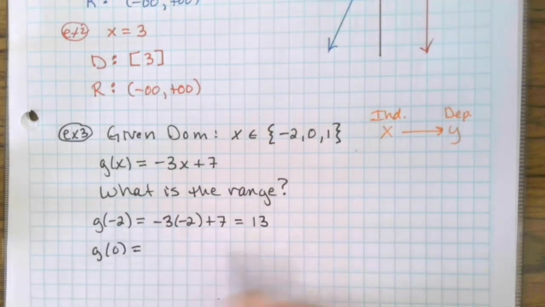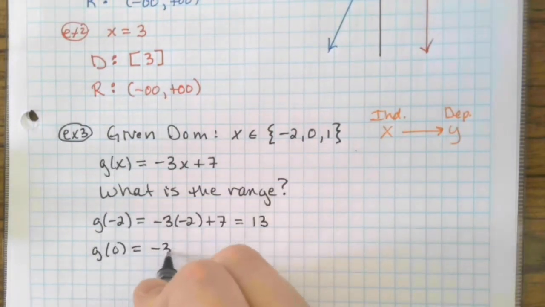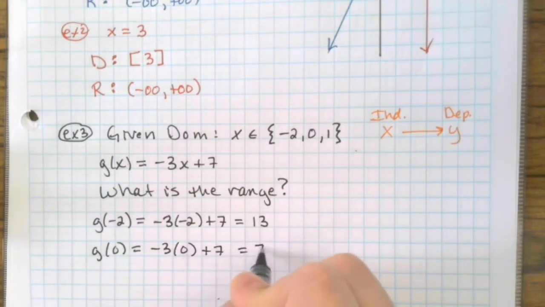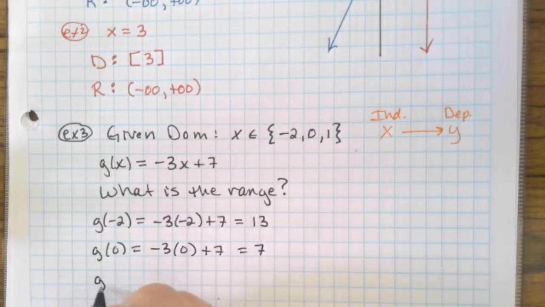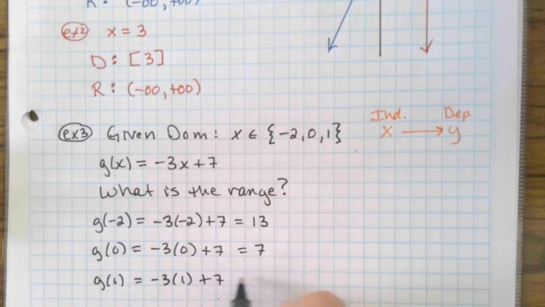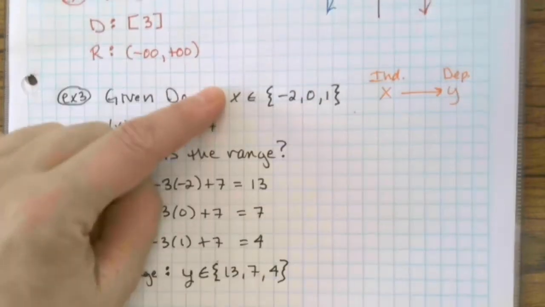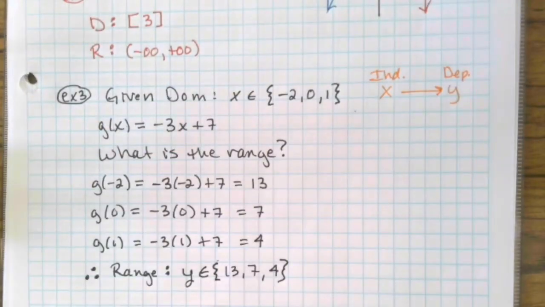G of 0, substitute in the 0. -3 times 0 plus 7 is a 7. And g of 1, -3 times 1 plus 7 is a 4. So therefore, we can say that the range of this function is the set of all y values such that y is an element of the set containing 13, 7, and 4. If there are only 3 x values, there are only 3 y values in the range.